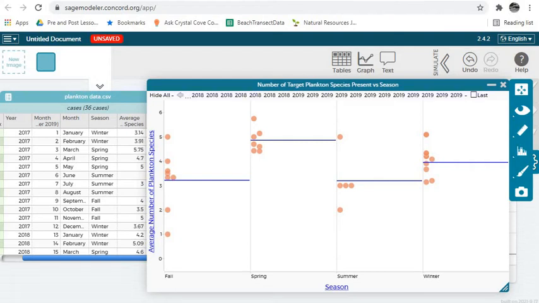So once you've created your data visualizations, you may be wondering if your results are significant or if they're more likely to be influenced by random chance. So there's a few things that we can do in both Sage Modeler and Google Sheets.